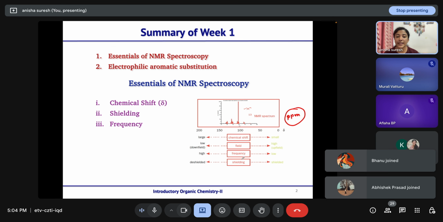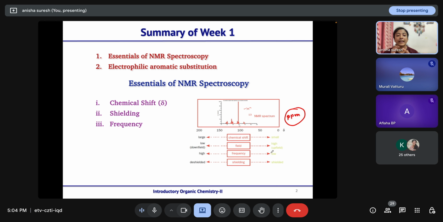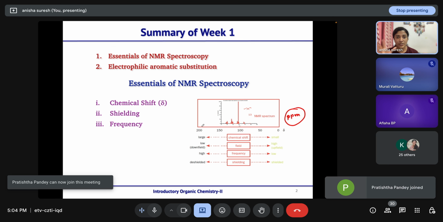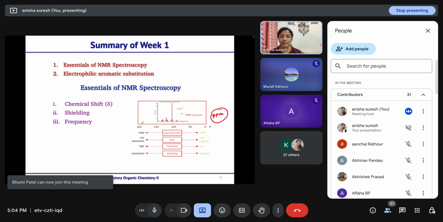And talking about the shielding, this region, starting from 0, will be shielded, where the electron cloud around the nucleus of the atom will be higher, whereas at this side, that is towards 200, it will be deshielded, meaning the electron cloud around the nucleus will be lesser. So hence, it is at lower frequency only that it will be resonating.